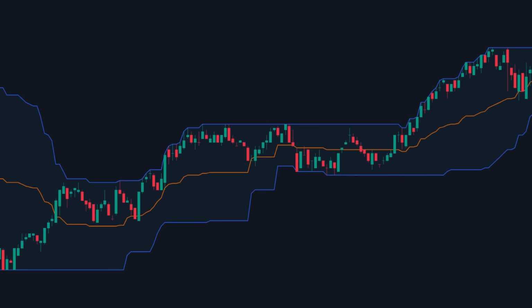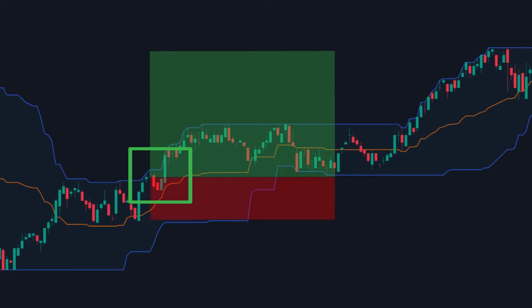Example, let's say you're trading a major currency pair, and the price closes above the upper band. This confirms a buy signal. Place your stop loss just below the middle line or a recent swing low, and set your profit target based on the next key resistance level. Breakouts often follow periods of low volatility or sideways price action.